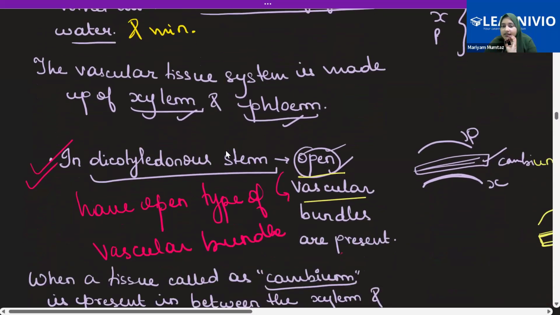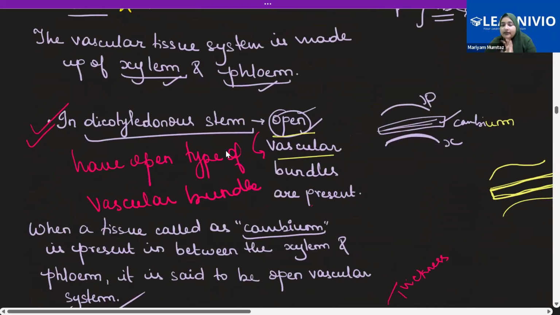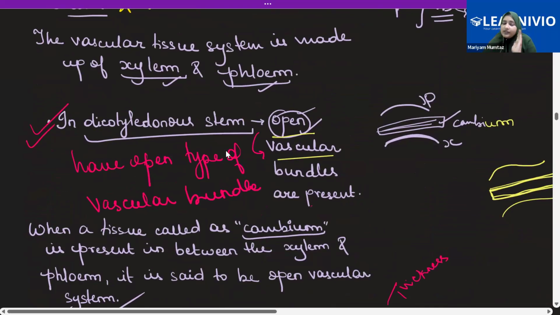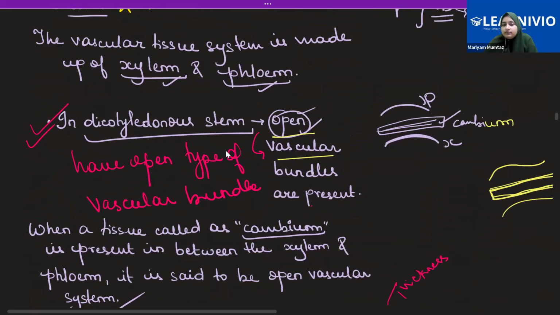Now in the dicot stem, one thing I'll tell you. All those plants or parts of plants that contain vascular bundles, meaning xylem and phloem: if xylem and phloem are present in any region of the plant, we say that open type of vascular bundle is there. If xylem is also present, phloem is also present. But if xylem and phloem are absent, then we call it the closed type of vascular bundle. Okay? Open and closed are clear?